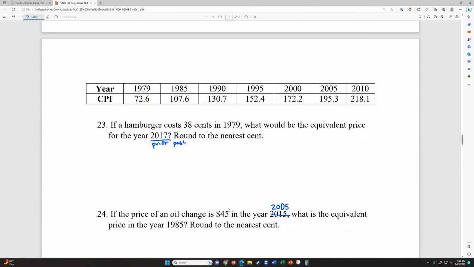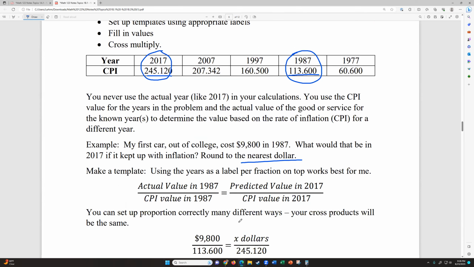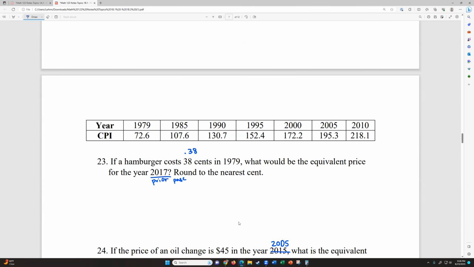So if a hamburger costs 38 cents, which I would write as 0.38, because cents, remember, is the part after the decimal. In 1979, what would the equivalent price be for 2017? So I'm going to go back to the previous page where I had the 2017. That's the CPI, 245.12. And remember, your years are just labels for your fractions. It's just telling you which fraction you have on each side. So 1979 is going to be on the left, 2017 is going to be on the right. We're going to put our actual value for each and the CPI value.